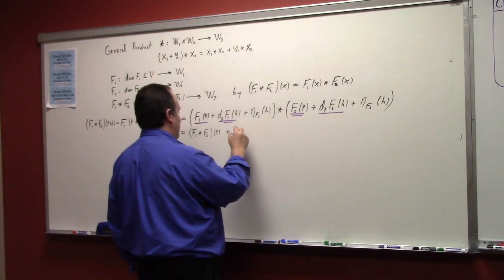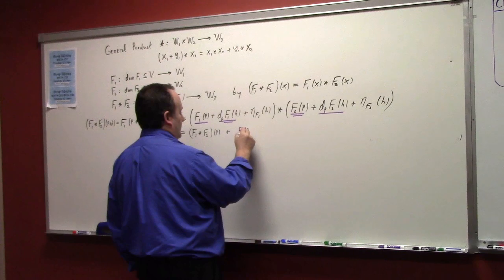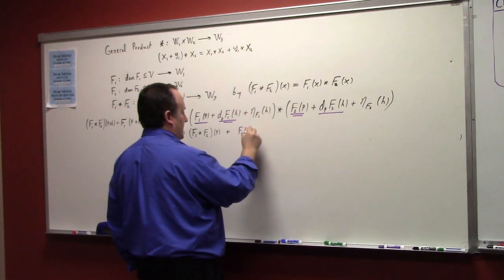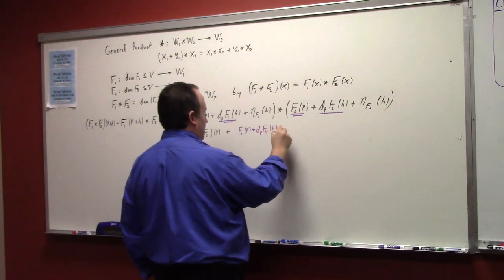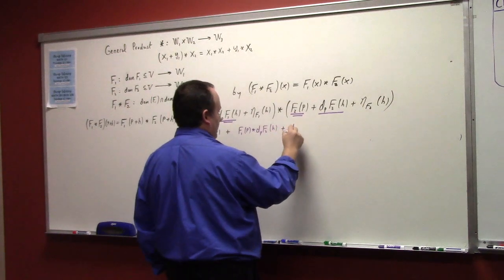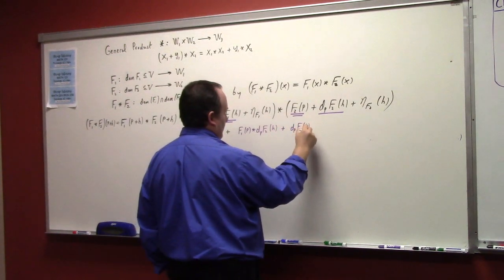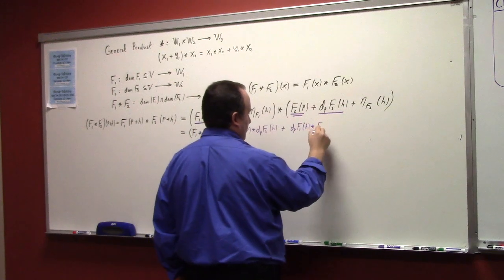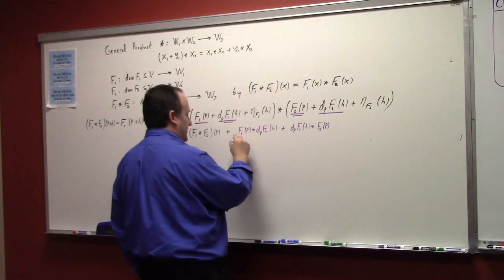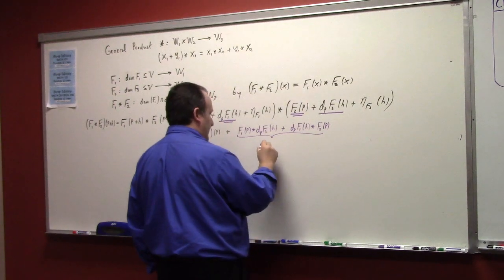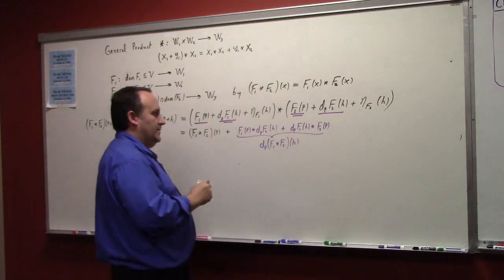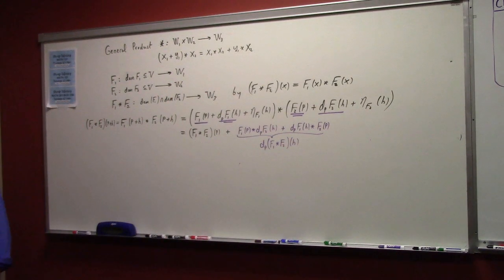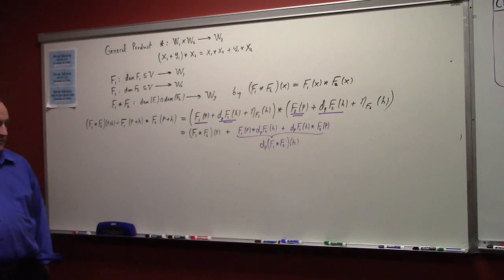So this would be F1 of P times the differential at P of F2 of H plus the differential at P of F1 of H times F2 of P. That is my candidate for the differential at P of F1 times F2 of H. I believe we can argue that that's linear in H because the constants will filter through.